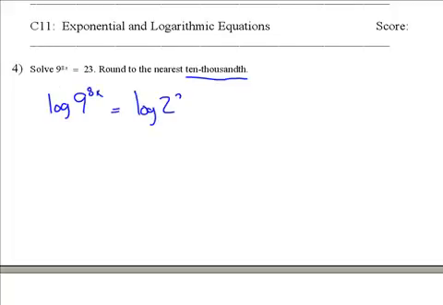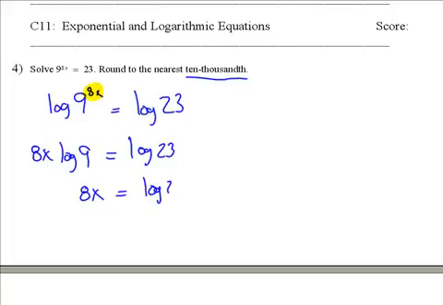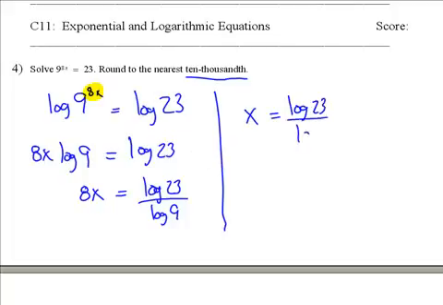Remember, the cool thing about equations is I can do the same thing, whatever I want, to both sides, and it's still equal. There's a nice law of logs that allows this power now to come out as a multiplier. 8x comes out in front of the log 9, and that equals log 23. I'm going to divide both sides by the log 9, so 8x is equal to log 23 divided by log of 9. All I got to do now is divide both sides by the 8. So x equals log of 23 divided by log of 9, and then I'm going to divide that answer by the 8.